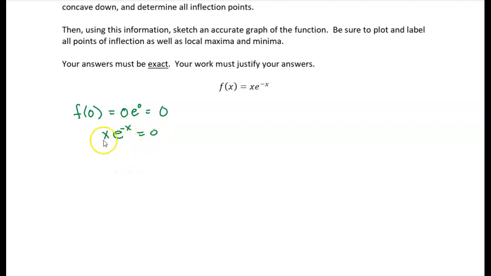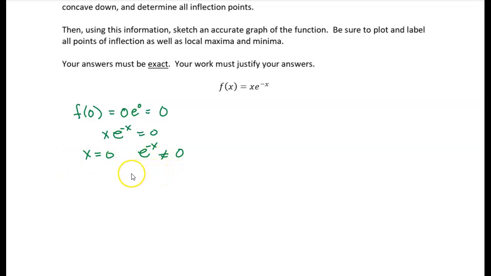Now, there are two factors here. We have the factor of x and the factor of e to the minus x. If x is equal to 0, that's one x-intercept. And we know also that e to the minus x can never be equal to 0, because e is a positive number and we're raising it to some power. We can never raise a positive number to any power and get something less than 0 or even equal to 0. So that part is never equal to 0.